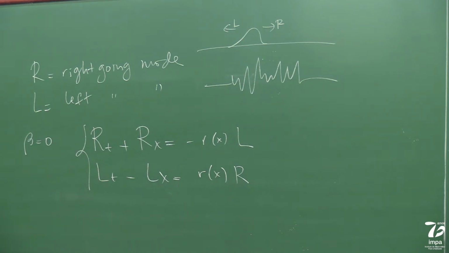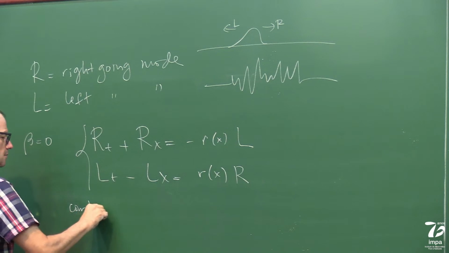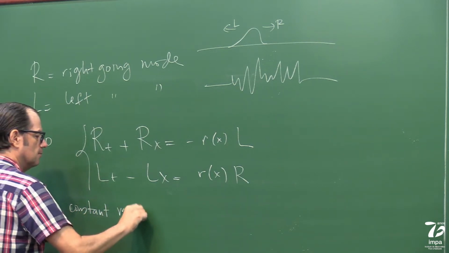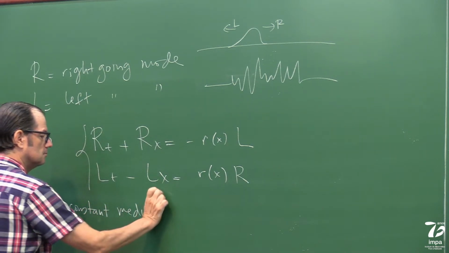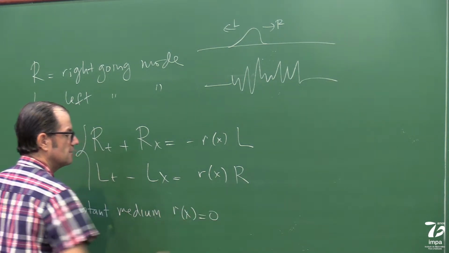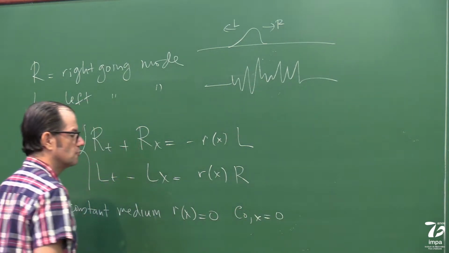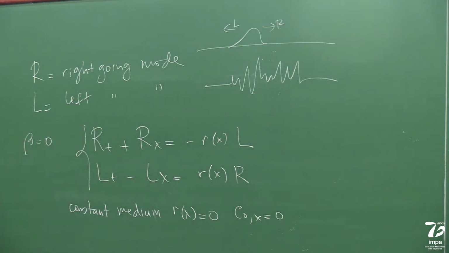Okay? Now let's think also that our medium is constant. So for constant medium, r of x is equal to 0, because this is the derivative of the medium, right? The speed does not change. So if that happens, what do you see from here?